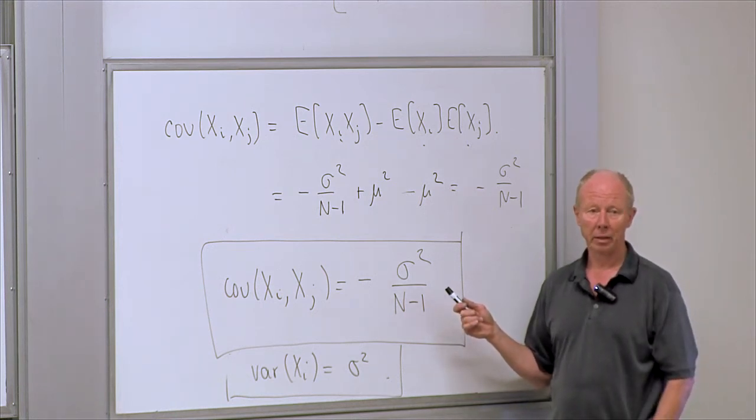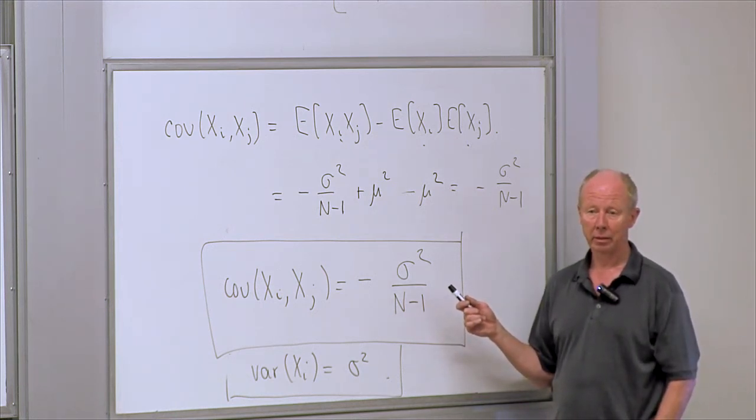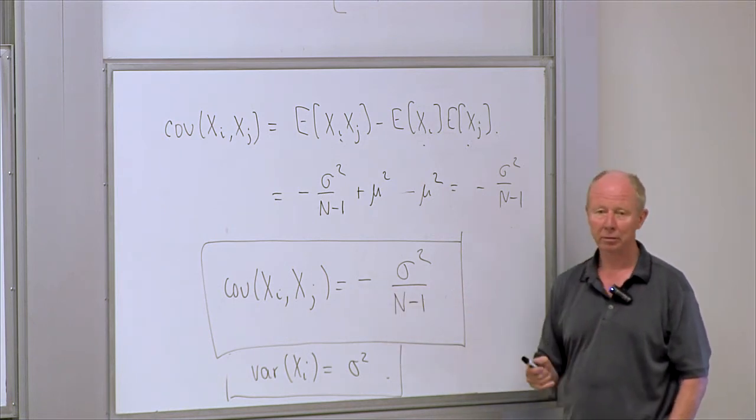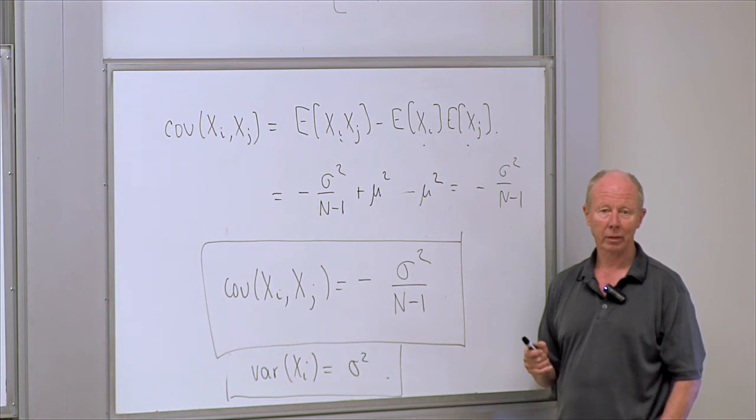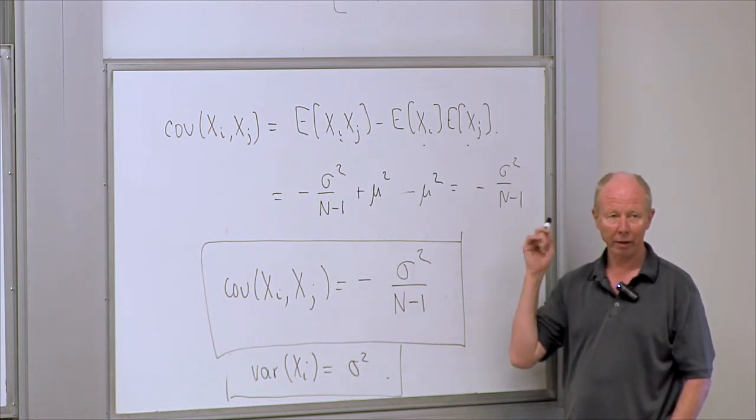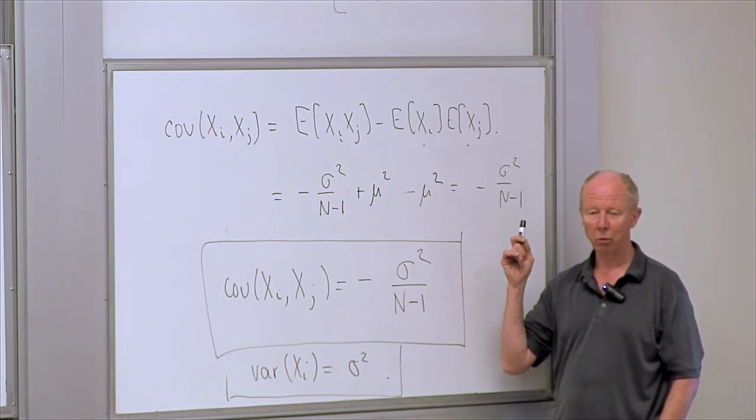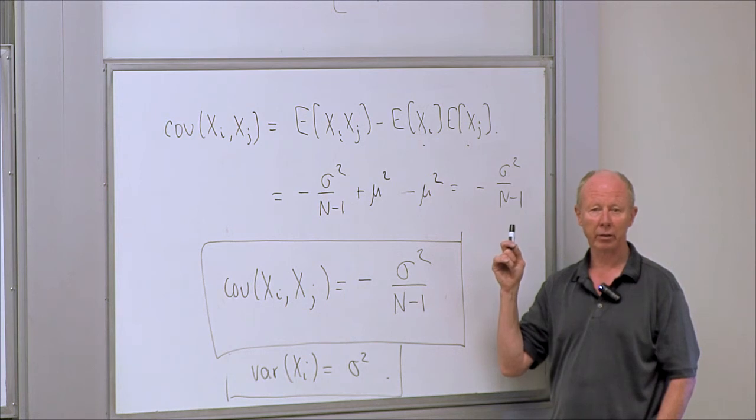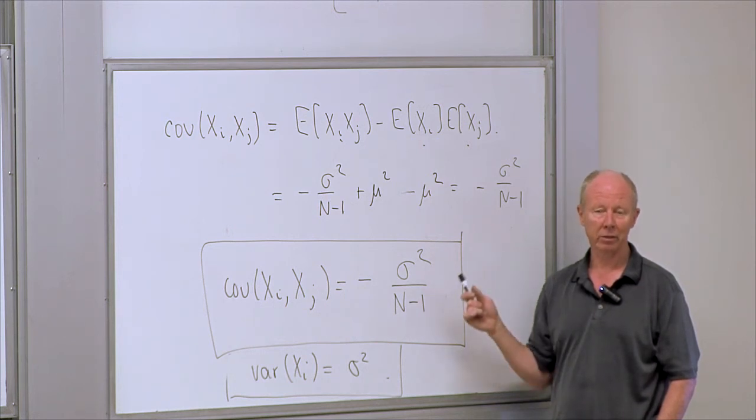It becomes a smaller magnitude, but because it's negative. Yeah. Now, why is it negative? If you pull one value out, is it likely you'll get that? Is it more likely or less likely you'll get that value again? Less likely. So they're kind of negatively correlated.